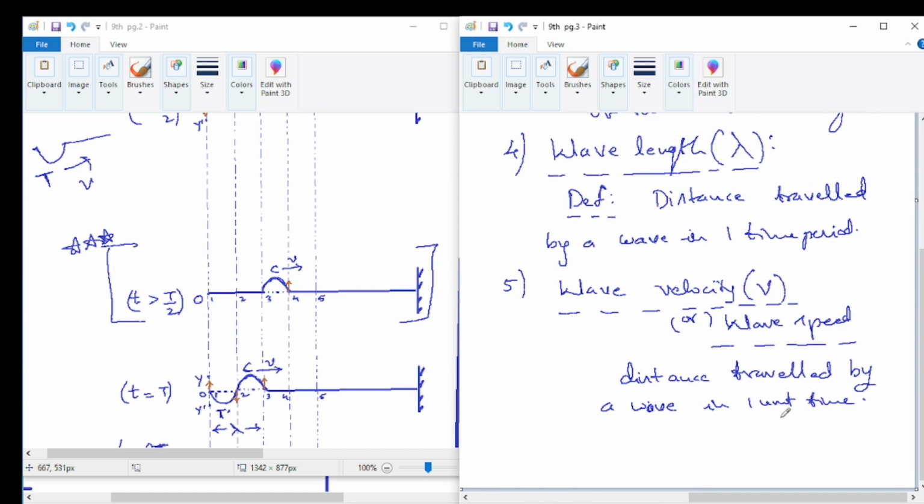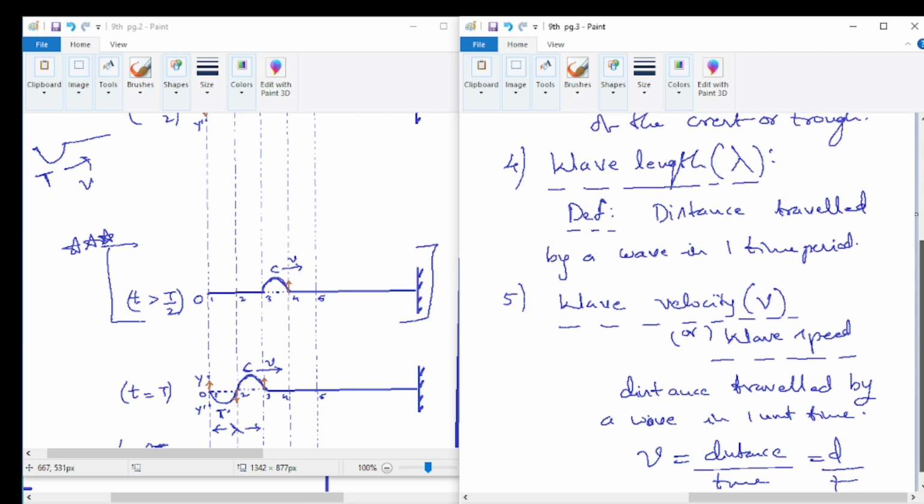So distance traveled by a wave in unit time is called wave velocity. So what is the equation for wave velocity or wave speed? The regular equation for wave speed, or speed of any object, is distance by time. The same equation is used, distance by time or d by t. So this is a simple thing related to wave velocity or wave speed.